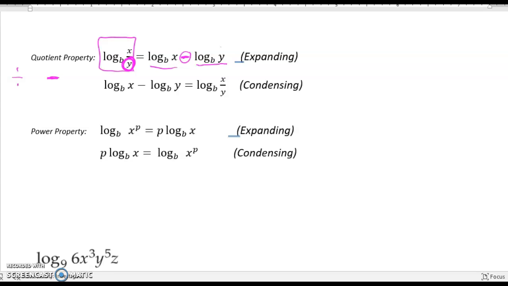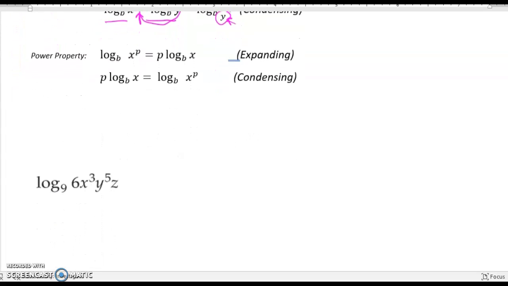So the denominator is the one subtracted. All right, conversely, if I had two separate logarithms and I'm subtracting, and I want to condense them into one single logarithm with the same base, I condense by dividing. So I would have log base b of x divided by y. So the one that you're subtracting is the one that goes in the denominator. So I always remember dividing and subtracting.